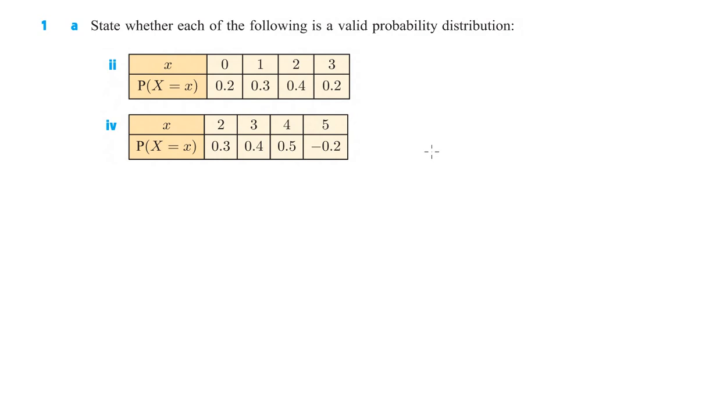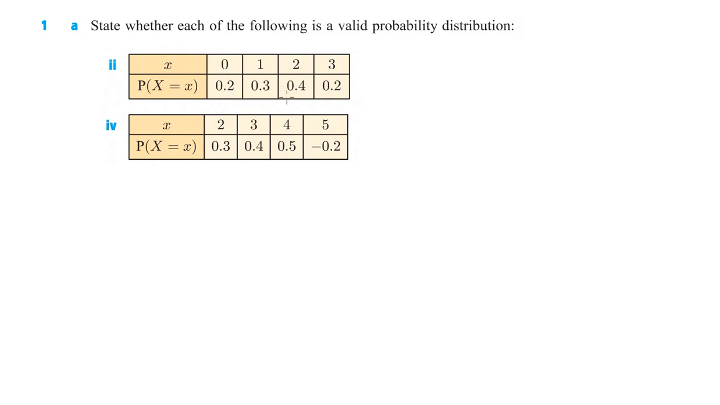I'm going to take you through some of the problems on the 14B assignment. Okay, so first one, number one here, state whether each of the following is a valid probability distribution. So, two things have to be true for it to be a valid probability distribution. All these probabilities have to be between and including 0 and 1. And then also, they have to all add up to equal exactly 1.